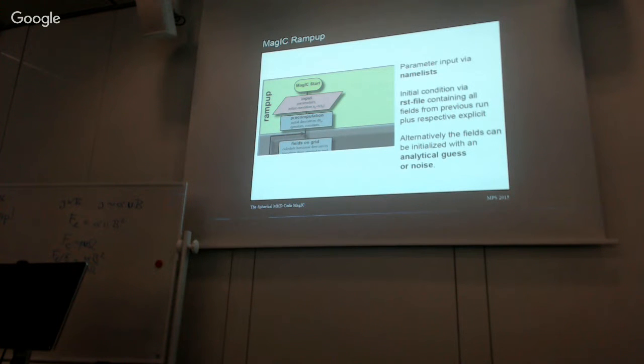And if your parameters didn't change too much from one run to the next, it's a good idea to use that. It's a good guess for your solution, and that saves you a lot of computational time. If you don't start with a good guess for your solution, you have something that we call transient.